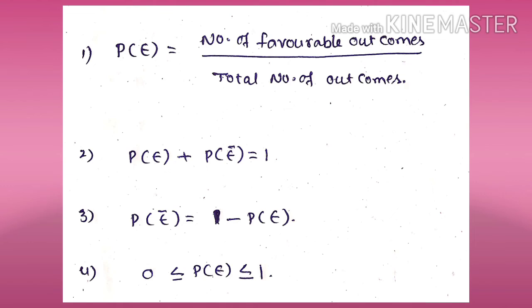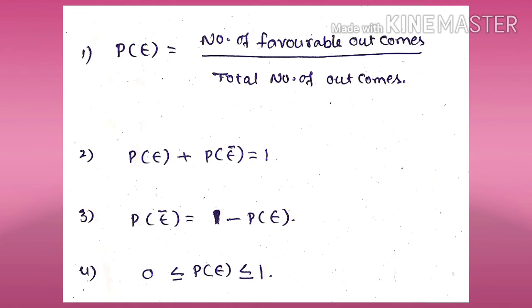And one more: probability of any event plus probability of its not event is equal to 1. P of E plus P of E not is equal to 1. And third one, probability of not event is equal to 1 minus probability of event.